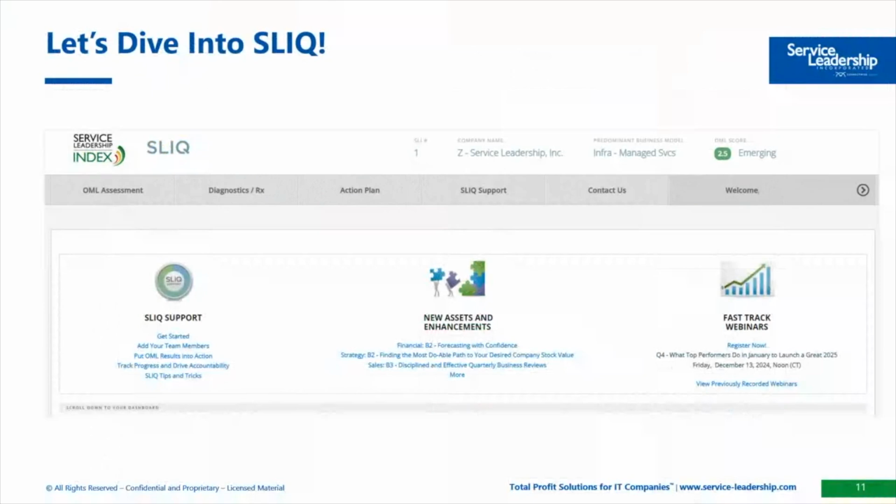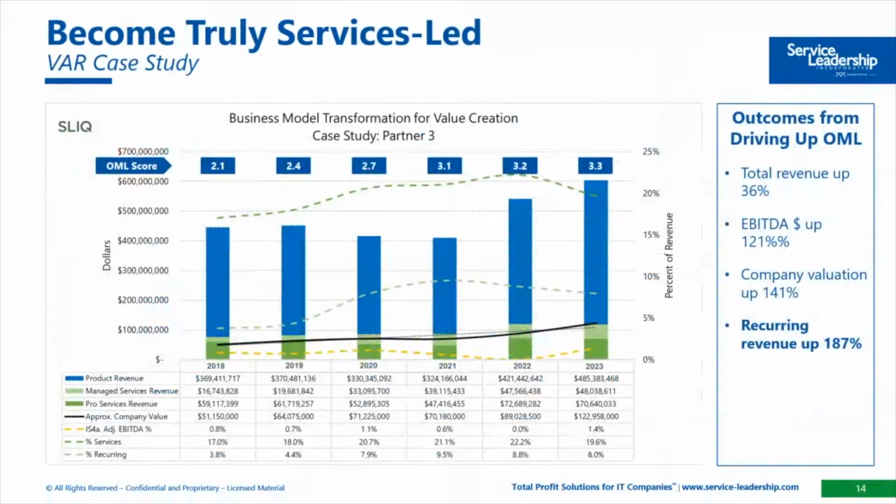And so that's a quick look at SLIQ. So here's another case study. This is a look at a VAR. And here in this case, this is a VAR who was about 369 million in revenue and making 0.8% at the bottom line. And they leveraged SLIQ to go from OML 2.1 to 3.3. They grew revenue by 36%, but they grew their EBITDA by 121%. Moreover, they grew their recurring revenue by 187%, and as a result, grew their company valuation from 51 million to 123 million in that time frame. So as you can see, driving up OML truly does work.